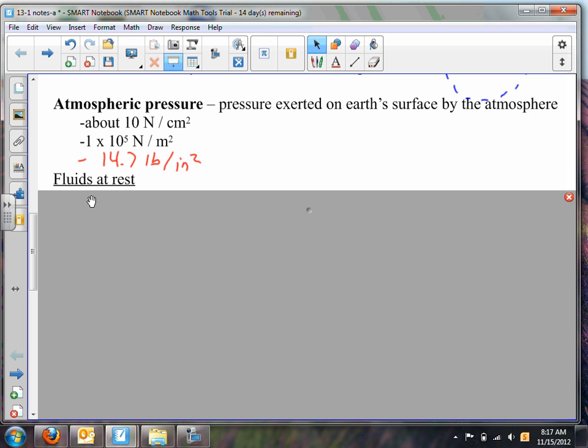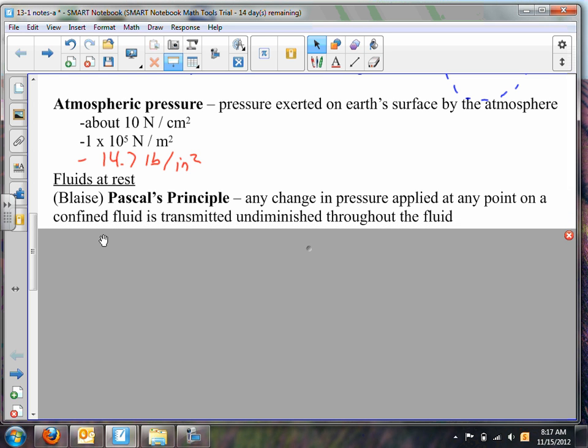The first principle is called Pascal's principle, from the same scientist, Blaise Pascal. And that principle says any change in pressure applied at any point on a confined fluid is transmitted undiminished throughout the fluid.